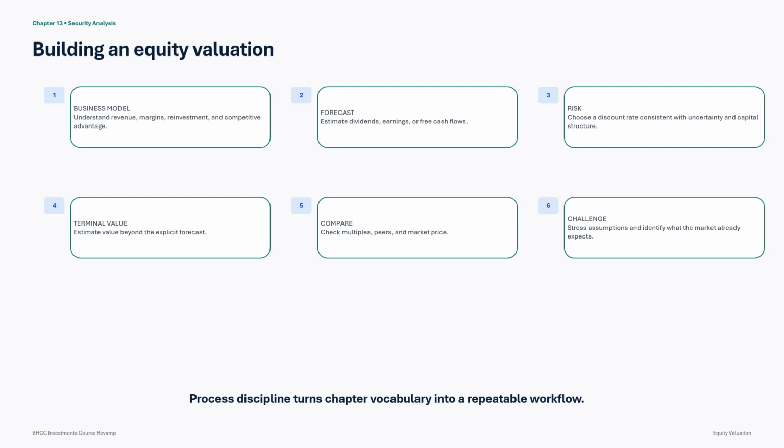It also separates a bad outcome from a bad decision. An investment can lose money even when the original reasoning was sound because uncertain outcomes remain uncertain. The analyst's responsibility is to make the assumptions visible, size the position appropriately, and update the work when the evidence changes. Process discipline turns chapter vocabulary into a repeatable workflow. It also makes the postmortem more useful than saying in hindsight that the market was irrational.